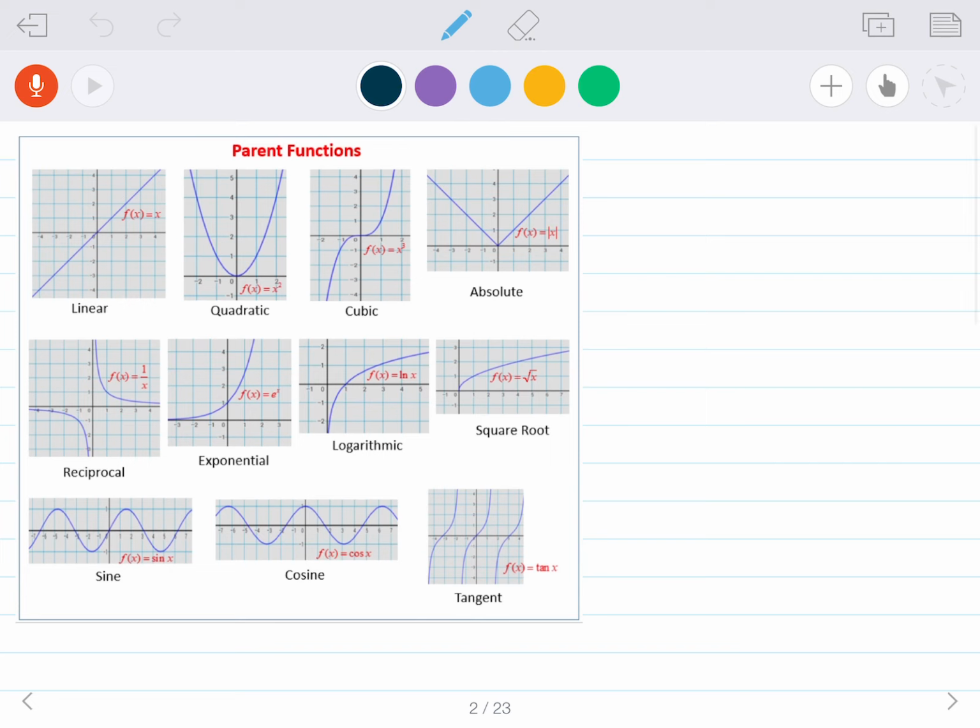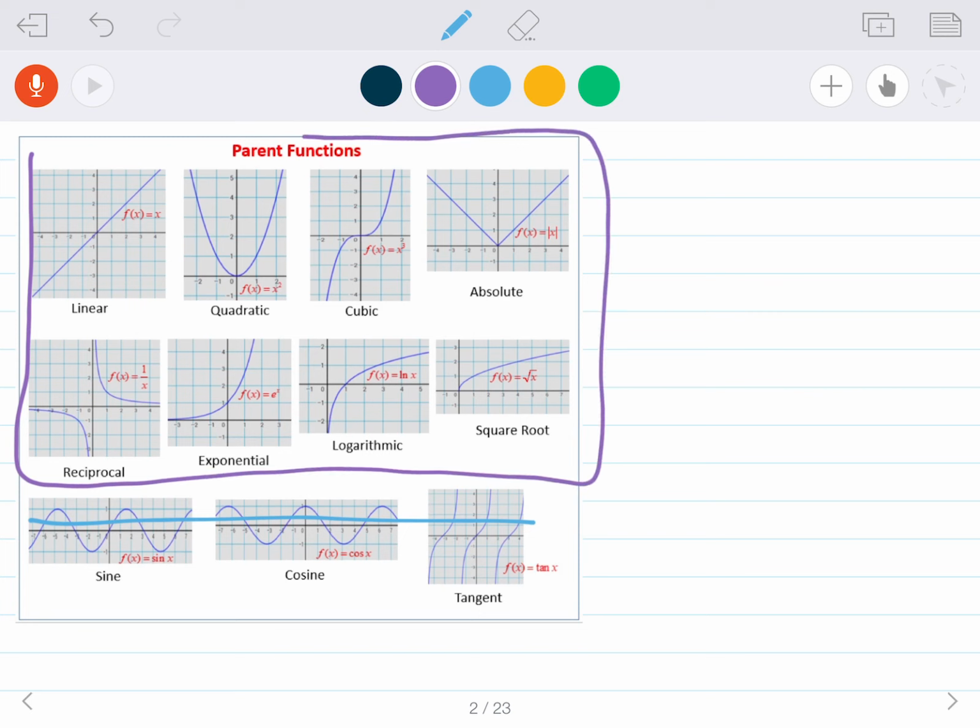So let's get started. So last time we talked a little bit about parent functions, and really the only ones that you're going to need to know is everything except for the last row. So these last three, sine, cosine, and tangent, we're going to talk about in trig when you guys take trig. But these are the basic parent functions that we care about.